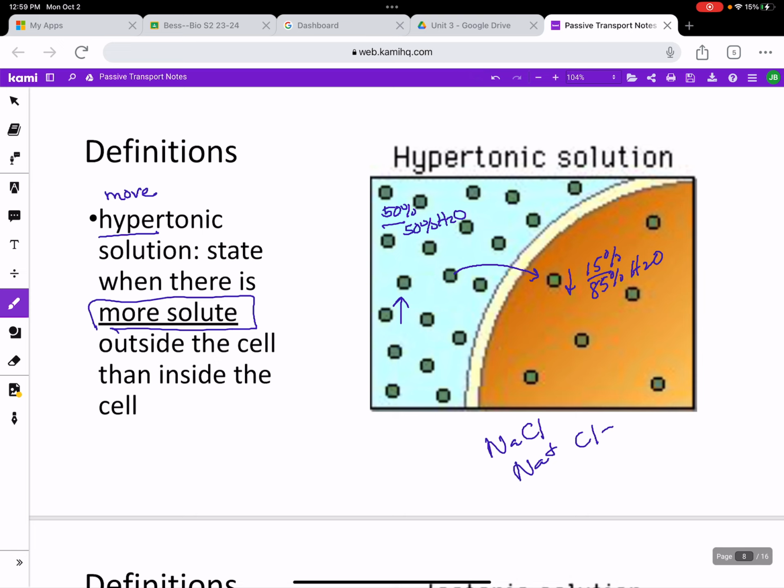If it's glucose, sugar, yeah, it can move in. If it's oxygen, yeah, it can move in. If it's carbon dioxide, yeah, it can move in. If it's like a large protein, no, it can't move in because it's too big. So it wants to move in, but we don't know whether or not it can just from this picture. The other thing we have to consider is our water. We have 50% water outside and 85% water inside. Again, it's going to move from high to low, so that means water is going to move out. Water can always move across the cell membrane. It just does so slowly.